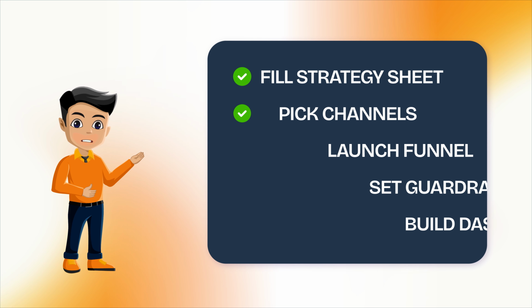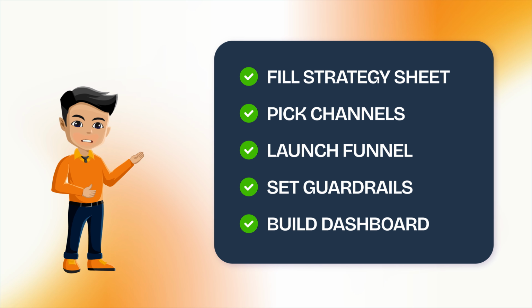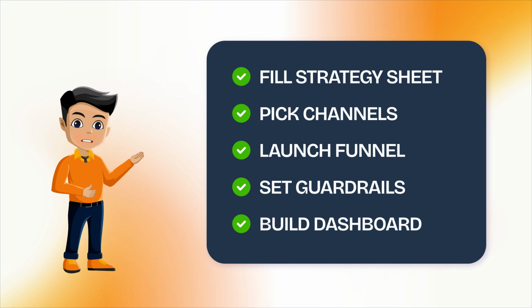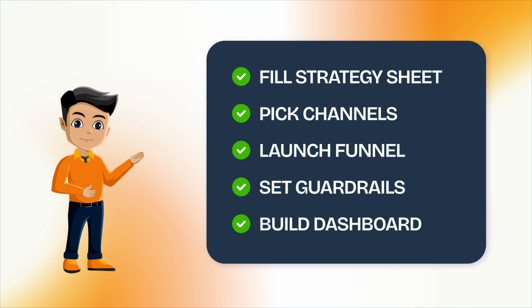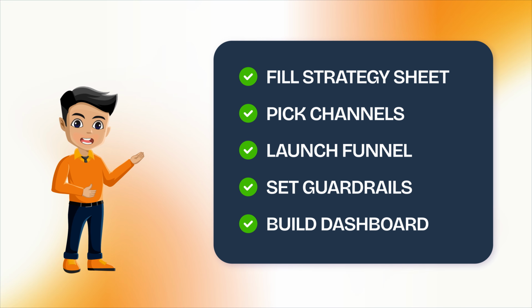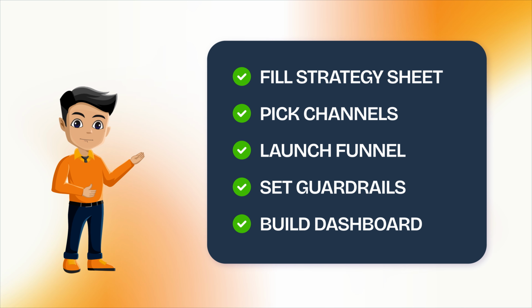Before you click away, lock this in. Take 15 minutes to fill your one-page strategy sheet, pick one primary channel and one supporting channel, and commit to a 90-day test. Launch your baseline funnel, set your guardrails, and let the numbers tell you what to do next.